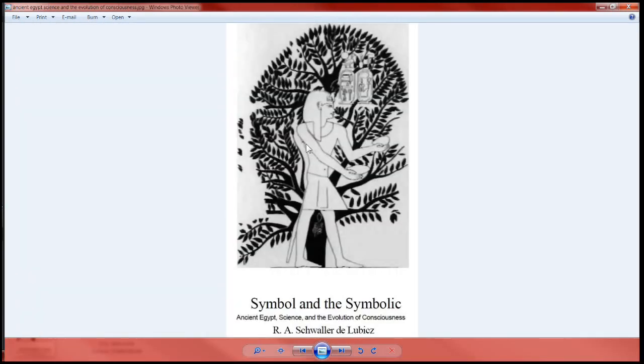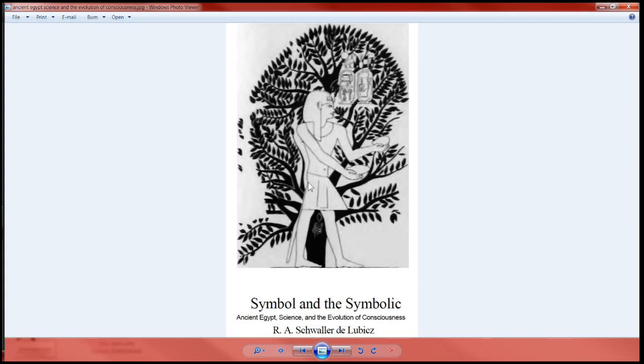This is the front cover page of Ancient Egypt, Science and the Evolution of Consciousness. I'll point out some alchemy to you. I don't know if he did this intentionally or not, but I'm sure that he probably did. What you're going to notice here is you have the tree, and this basically follows the logic of what I'm telling you about the pyramids. You have the tree here, and the tree actually represents a large head.